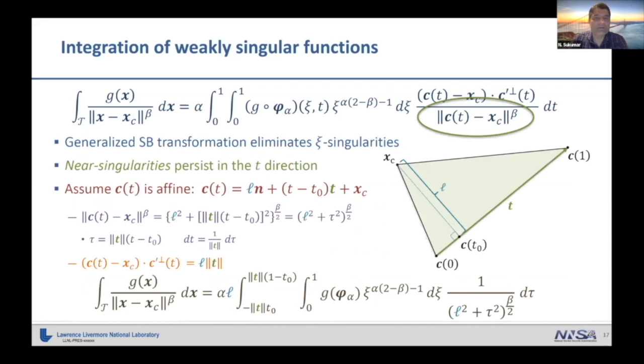Okay, so that's the first step. So we notice that even if you have got rid of psi, because it's in one direction, we can either use this generalized transformation we proposed, or you can use the Gauss-Jacobi quadrature. But we are still left with this other term, which is c(t) minus x_c raised to beta. And you can take a triangle, for instance, here.